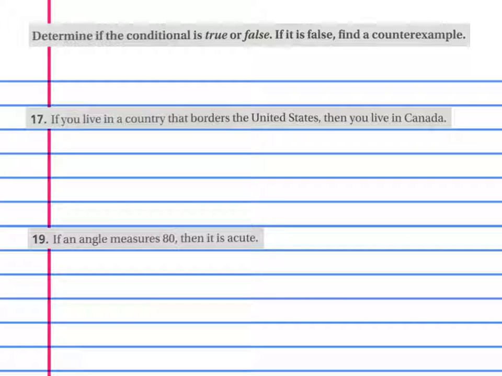Just a second, sorry, gonna get my pen up here. False. You could live in Mexico.